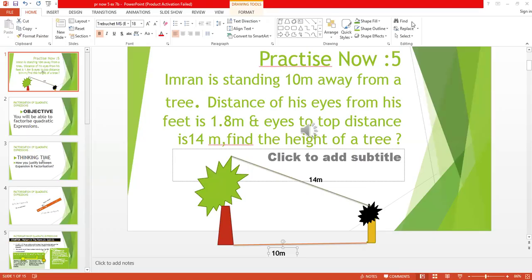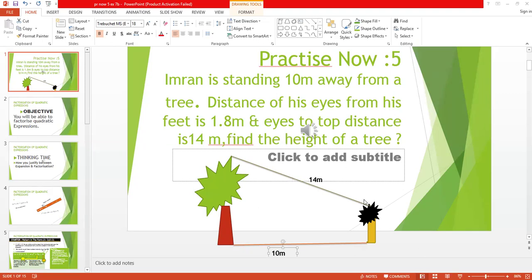Now we have to do practice 5. According to the question, Imran is standing 10 meters away from a tree. As you know, that book is published in Singapore, so I have to change that name into a Pakistani name. Look here. Suppose that one is Imran, standing 10 meters away from a tree.